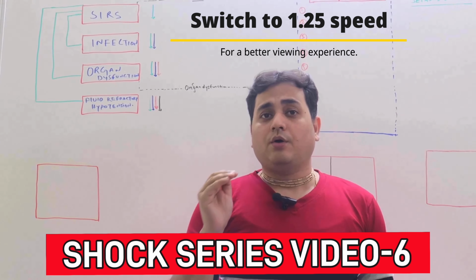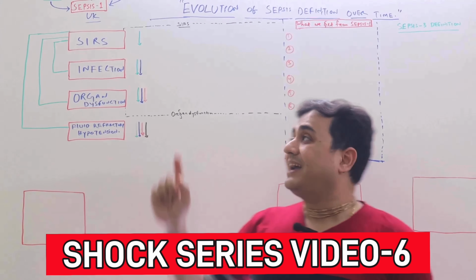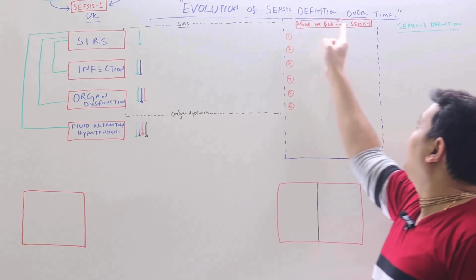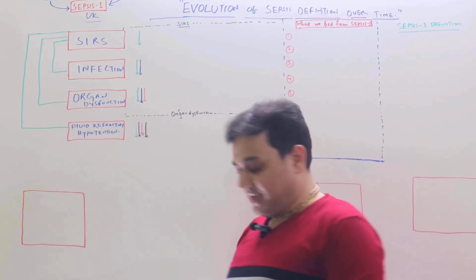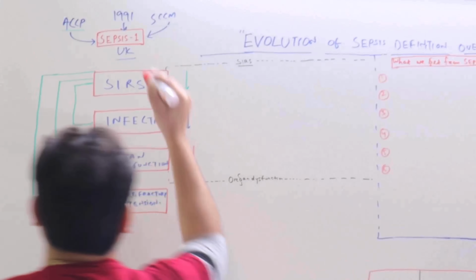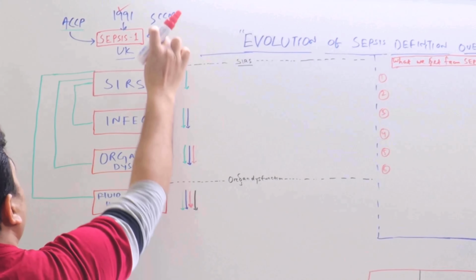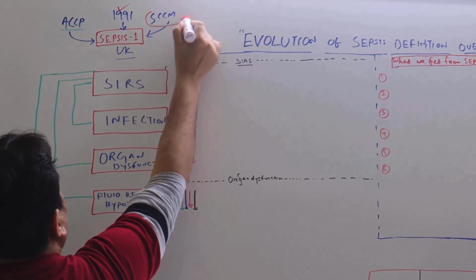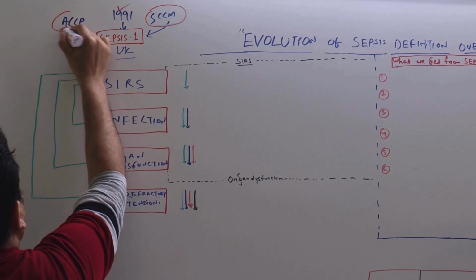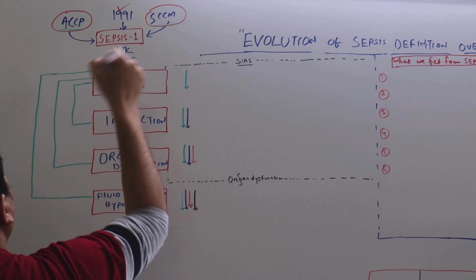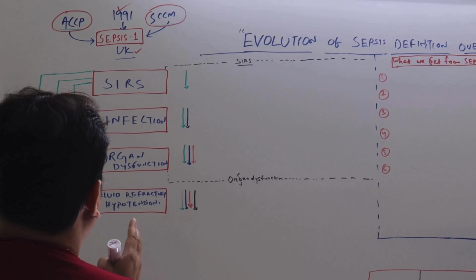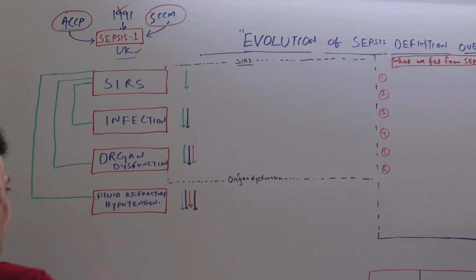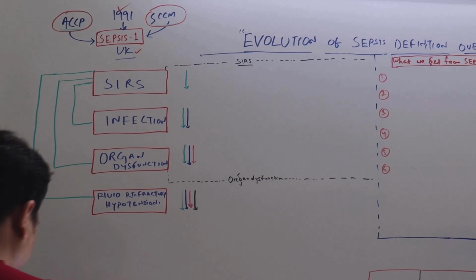So today we will discuss the evolution of the sepsis definition over time. In the beginning, in 1991, two giant societies, the Society of Critical Care Medicine and the American College of Chest Physicians, came together in the UK and defined sepsis for all of us. How did they define it?